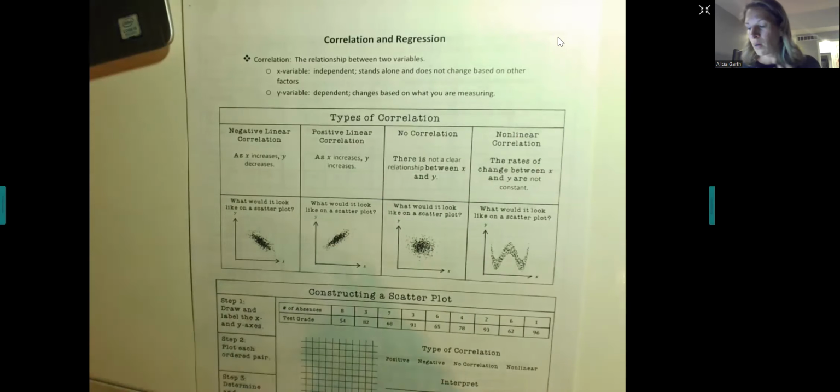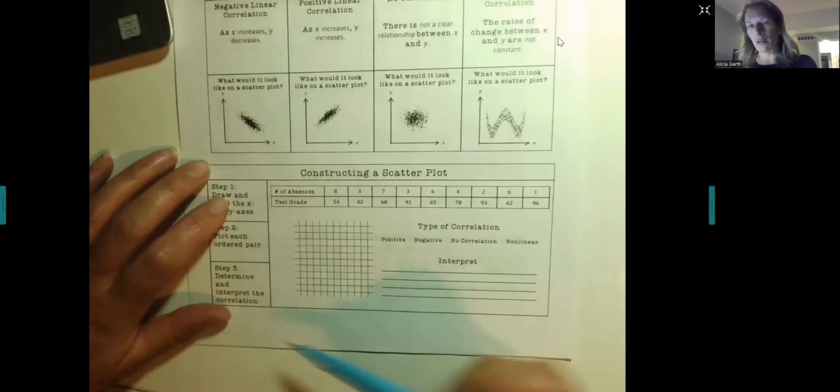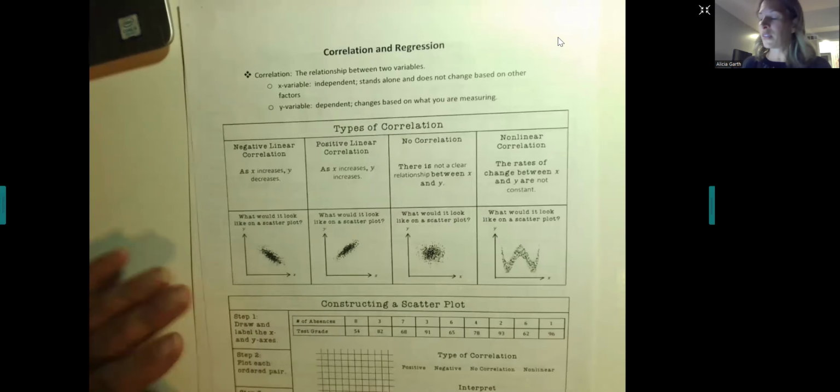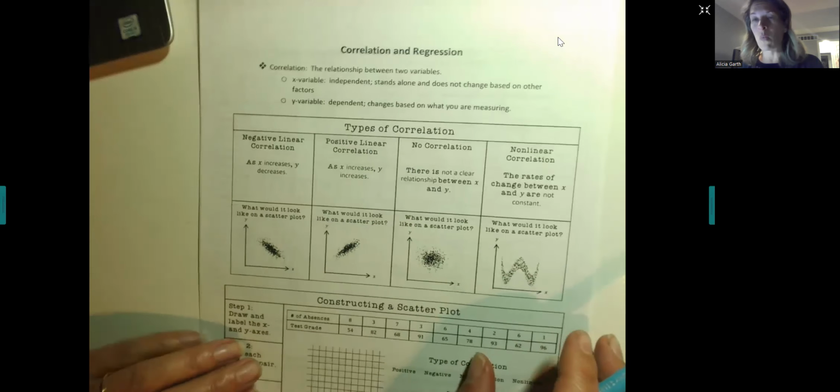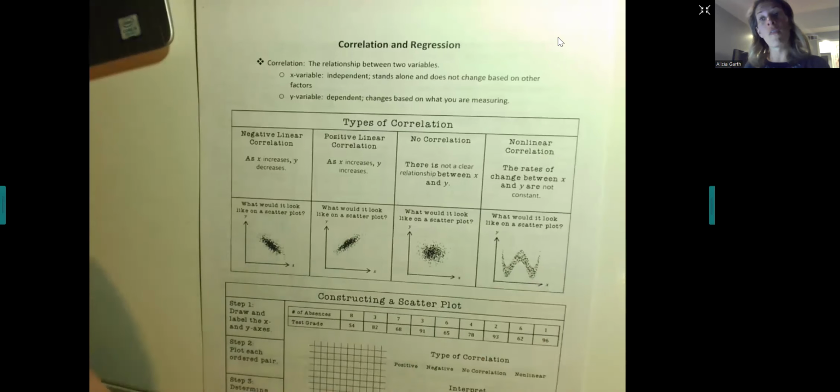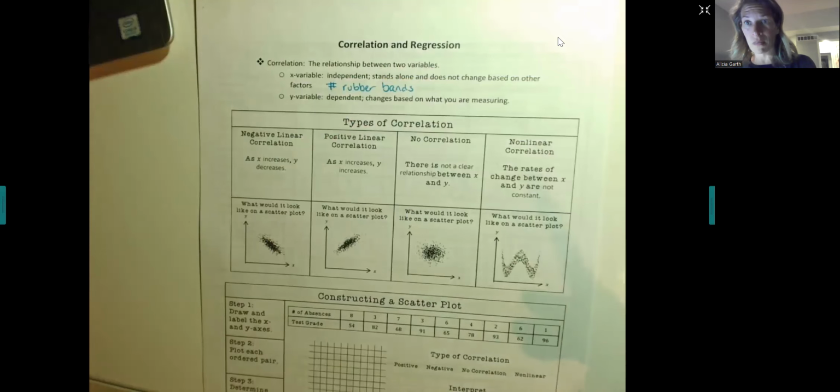Now, when we're doing this, you're going to be constructing quite a few scatter plots, dot plots, those types of things. So you need to know what's your X variable and what's your Y. Your X is always your independent. This says it stands alone. I always think of it as the one that I'm choosing to test. So for example, in our Barbie bungee jump, the X variable is the number of rubber bands. I am choosing the number of rubber bands. I get to choose that. And then I'm measuring how far Barbie drops.